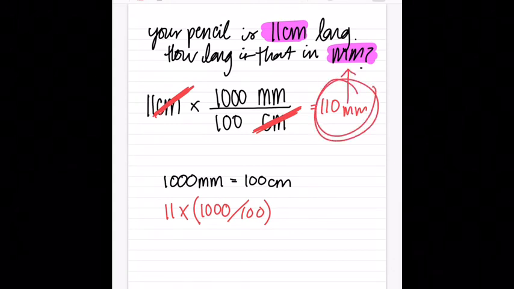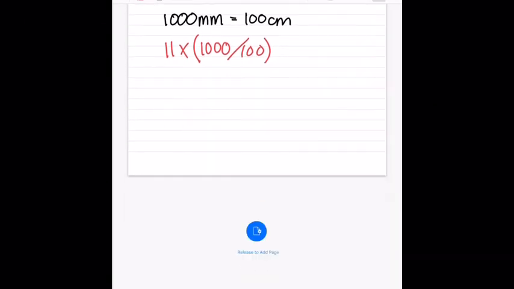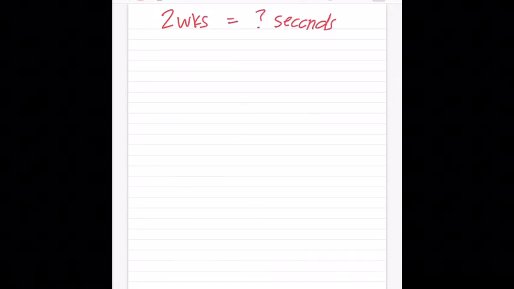All right, let's do one more. This one's a little tough. This is one where you have more than one conversion factor. So if we have 2 weeks, how many seconds is that? Basically what we're going to do is connect the dots. So I'm going to do a little side step here.